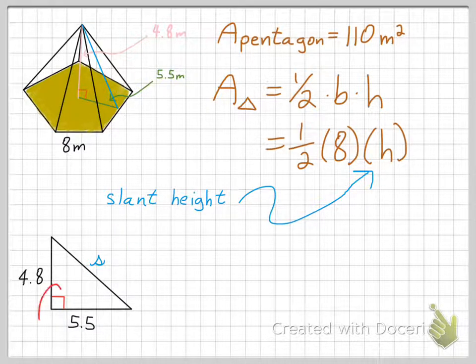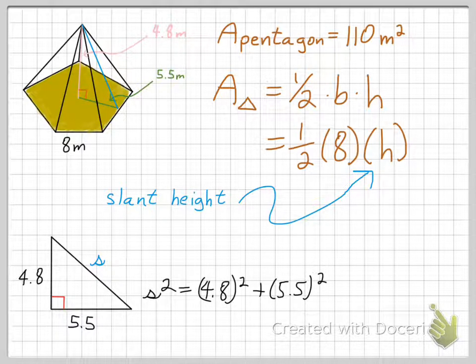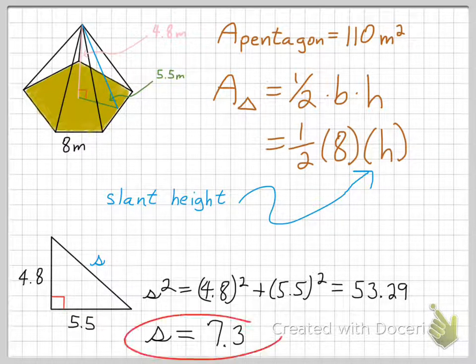But again, we have a right triangle, and we're trying to find the hypotenuse, right? So we can use the Pythagorean theorem. Side squared is equal to 4.8 squared plus 5.5 squared. And so that comes out to be 53.29, and so the slant height is 7.3. All right, so I've got my slant height of 7.3.